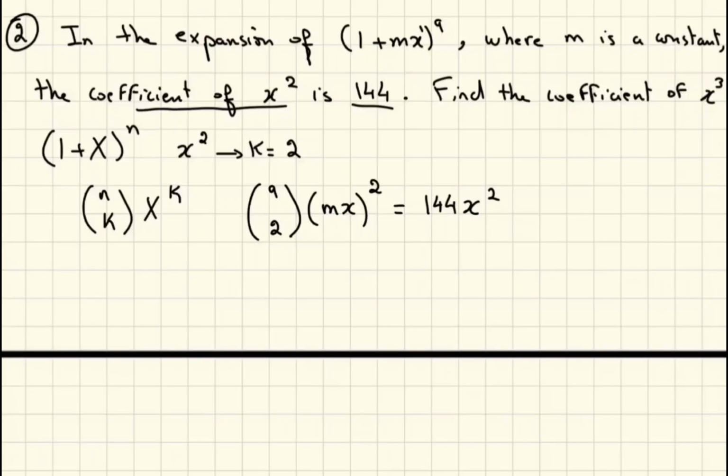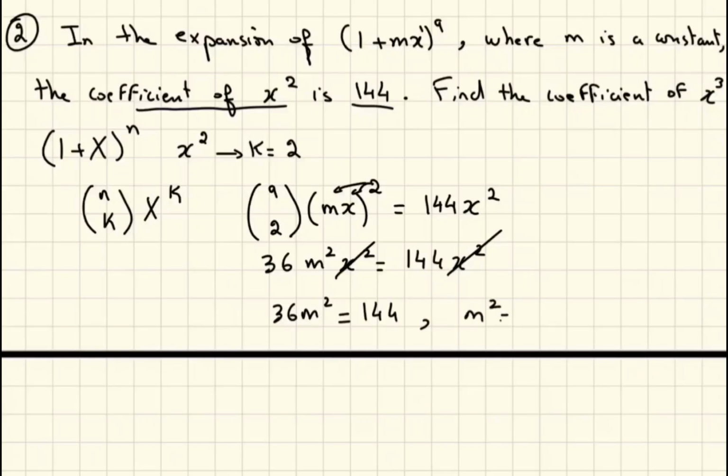Now we do 9C2 on the calculator, you get 36, and you distribute the square, we get m squared x squared equals 144 x squared. Now x squared here and there, you can divide both sides so they cancel out, and we get 36 m squared equals 144. It means m squared equals 144 divided by 36. So m squared is equal to 4. Now m in this case is equal to either 2 or negative 2.